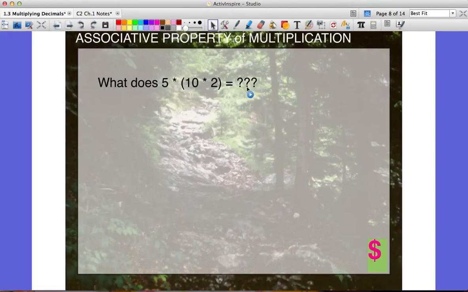Right, so we talked about the associative property of addition. Now we're going to talk about the associative property of multiplication. So what does 5 times the quantity 10 times 2 equal? We know we have to do 10 times 2 first, which gives us 20, and then we do 20 times 5. But what if we did 5 times 10 first, and then multiplied by 2? So in this case, it gave us 100. 5 times 10 is 50, times 2 is 100.